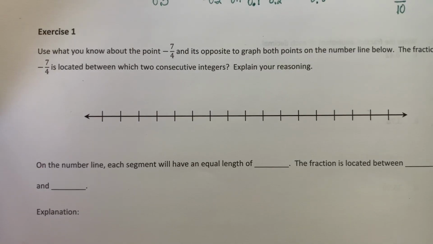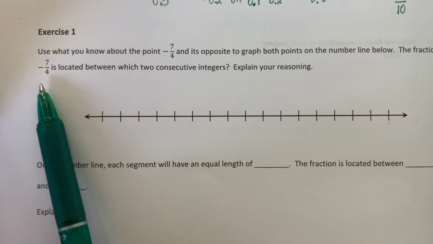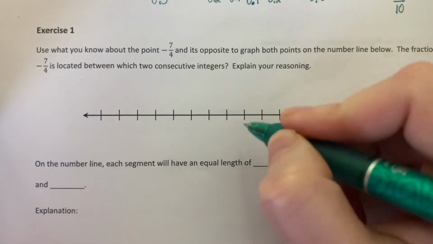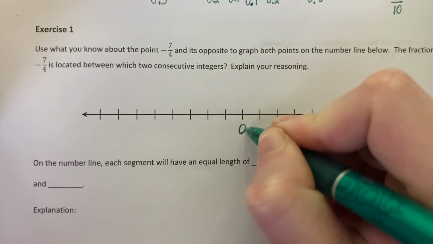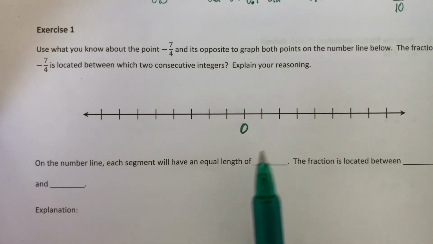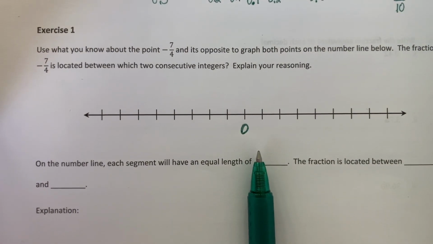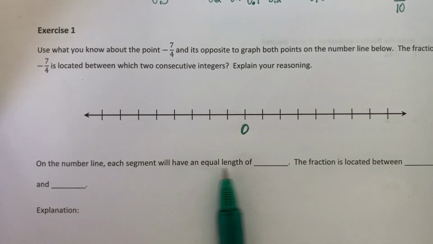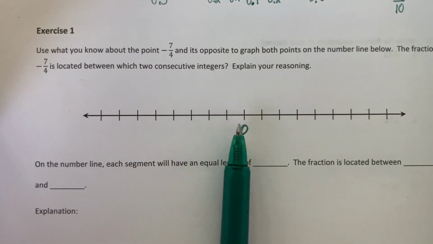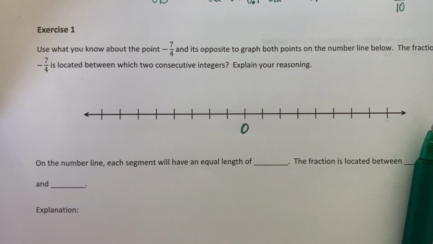All right, so as we are graphing, we are doing -7/4 and its opposite. So I'm going to put 0 in the middle here. I just wanted to make a note. 0 actually doesn't always have to go in the middle. It could go a little bit further to the left. It could go a little bit further to the right, because either way, this number line extends in both directions.